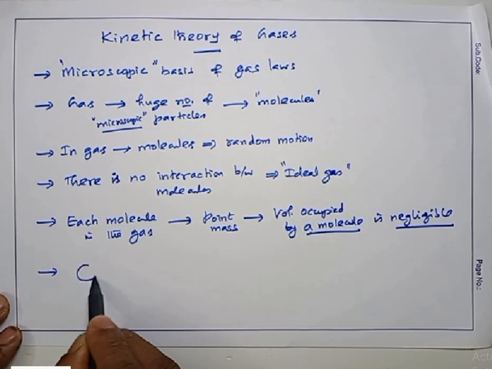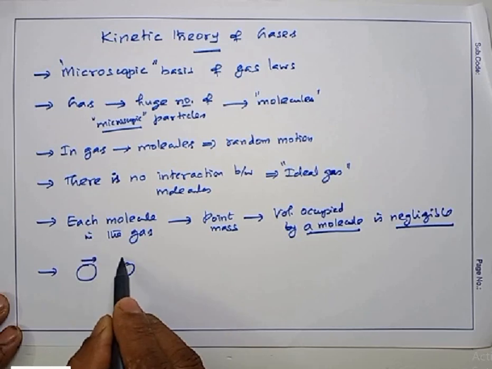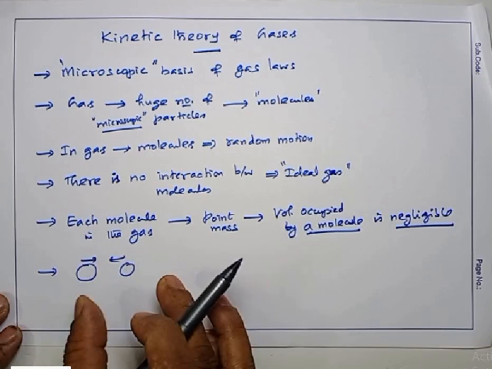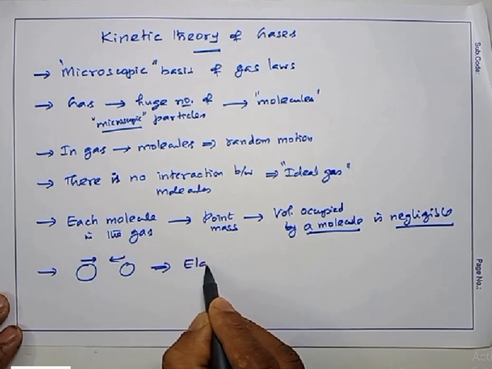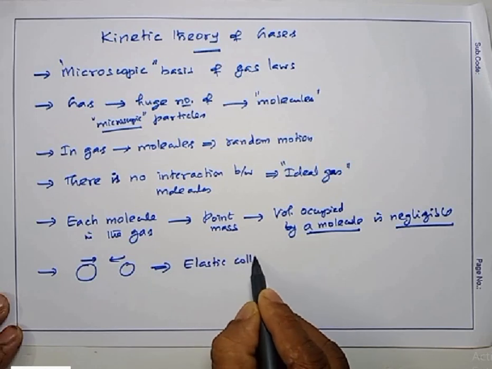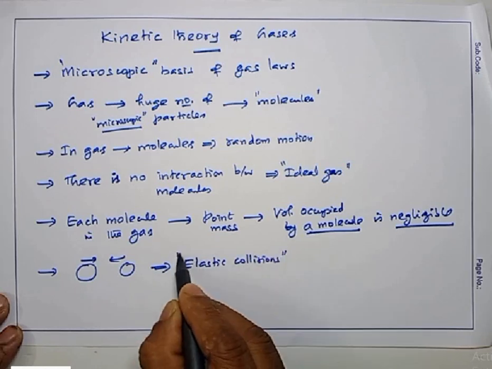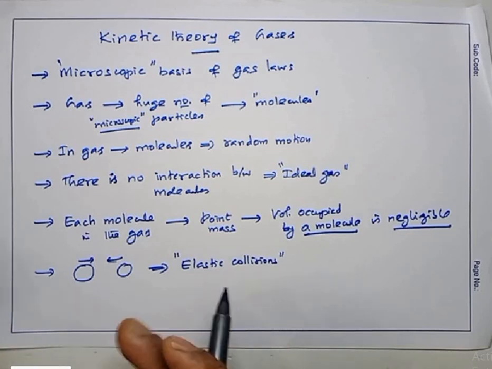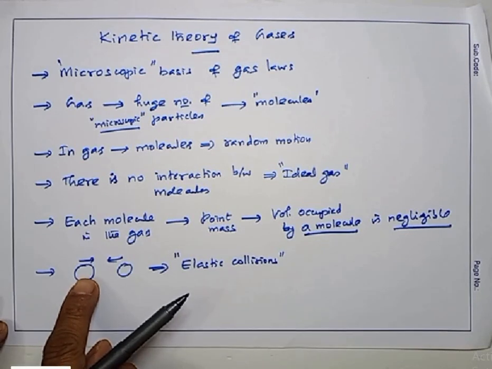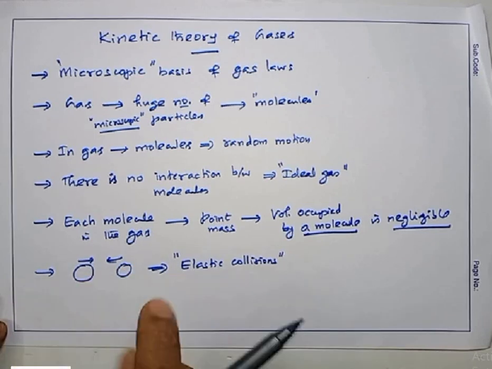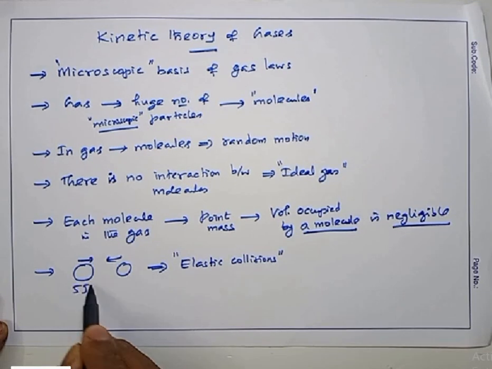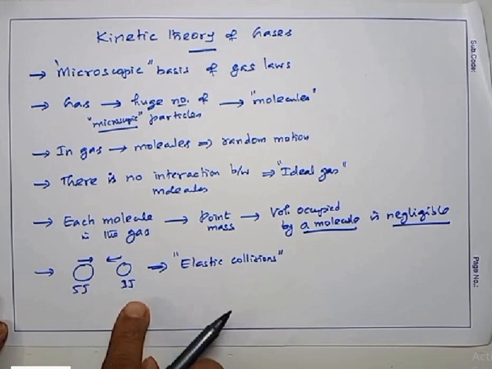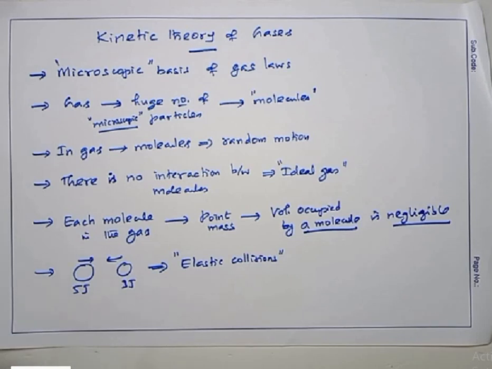Listen, one molecule and another molecule undergo collision, and these collisions are elastic collisions. What is meant by elastic collision? For example, assume that this molecule has some energy, 5 joule, and this molecule has some energy, say 3 joule. What is the total energy? 8 joules. So before collision, total energy is 8 joule.